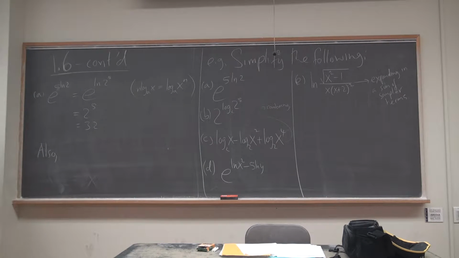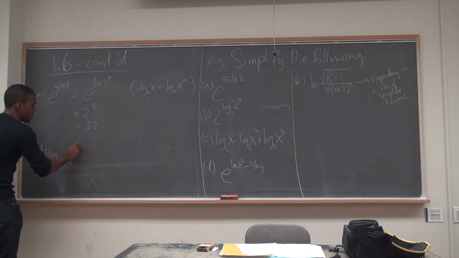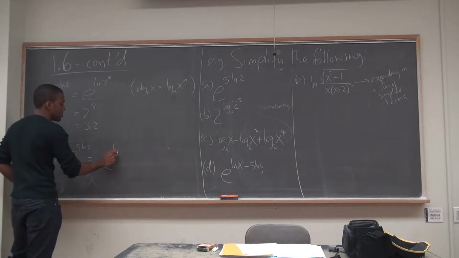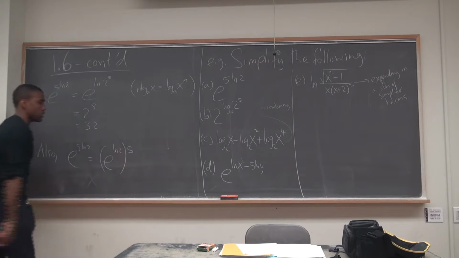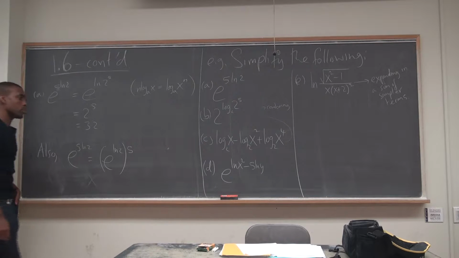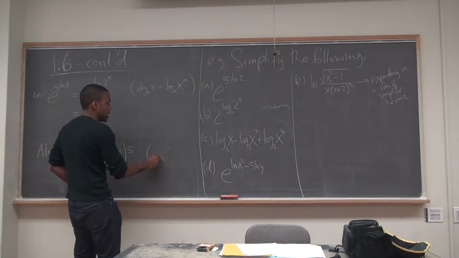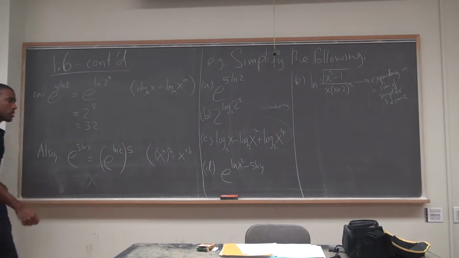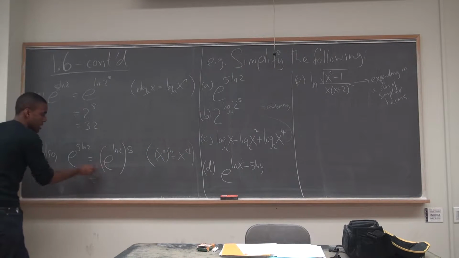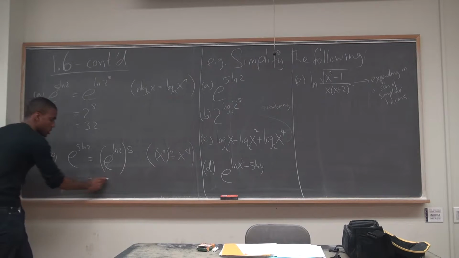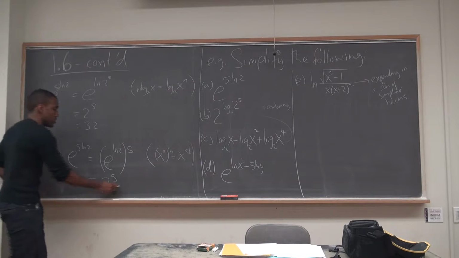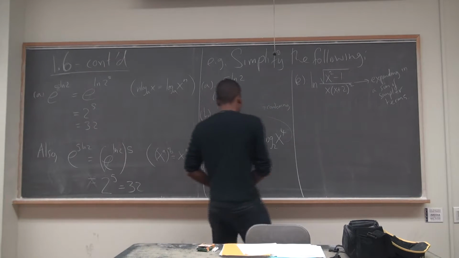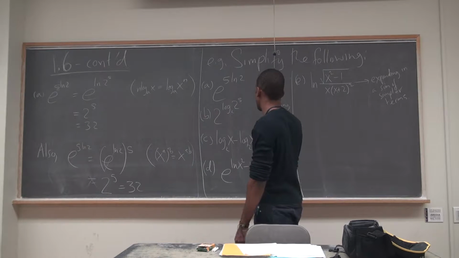Another way is, if I had e to the 5 ln of 2, I could have thought of it this way. Because that's the law of exponents, right? Since I know that if I have x to the a raised to the b, it's the same as x to the ab. So I could have done that. And then on the inside, the e and the ln cancel. That gives me 2 to the 5th power. And so that would also be 32. So there are a couple ways to simplify that one. But this one's probably the more straightforward one using the rules.